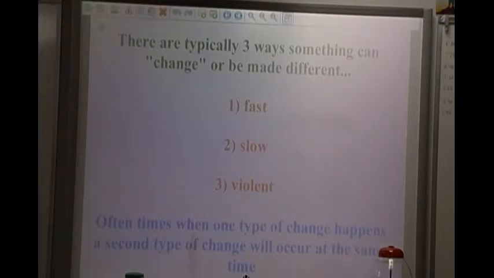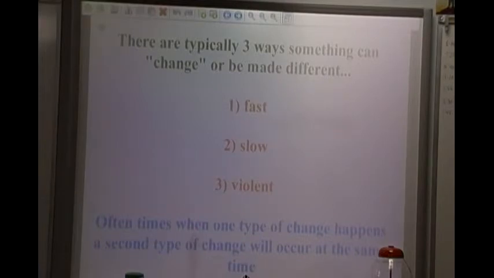There are typically 3 ways things change or become different. Number 1, fast. Something can change really fast, really quick. Something can change pretty slow. And my favorite, just kidding, some things can change violently.